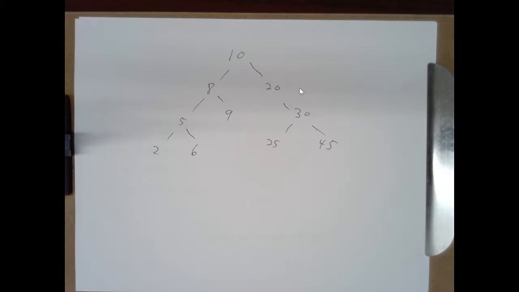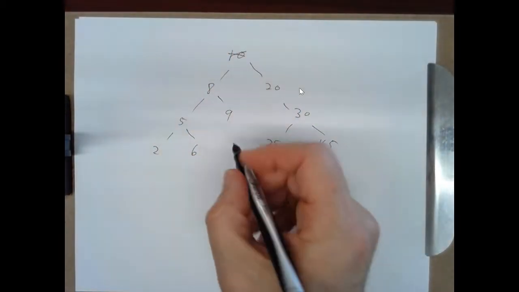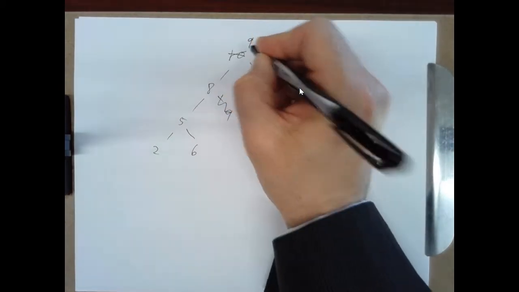right, so there's your tree. You want to delete the root. Get rid of the root. Find the largest node in the left subtree. That's a 9. Put the 9 up here.